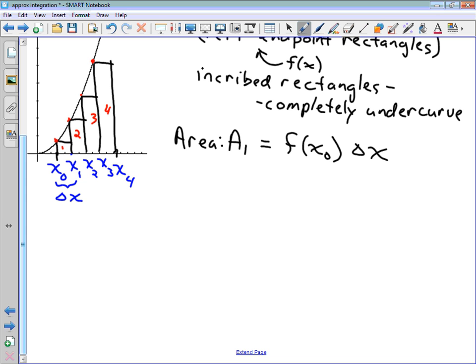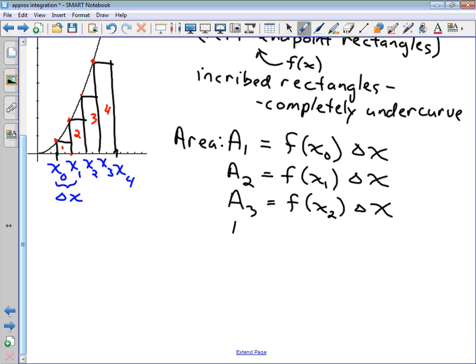We can make the same sort of argument for our next rectangle. The height is from 0 to where it meets the curve, so it's going to be f at x1, because it's at x1 that it meets the curve, times delta x. Similarly, for our next two rectangles, A3 and A4, we're going to have f at x2 times delta x, and f at x3 times delta x.